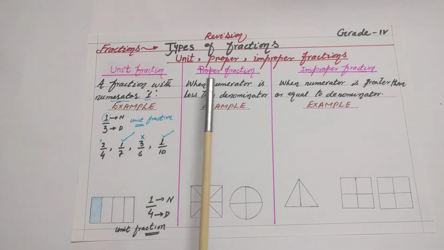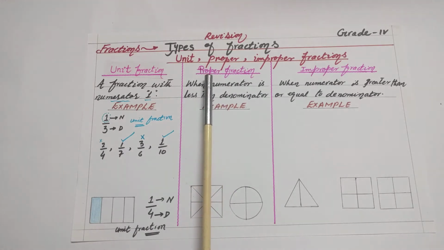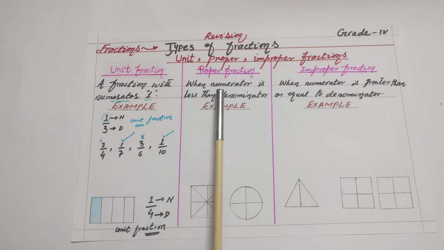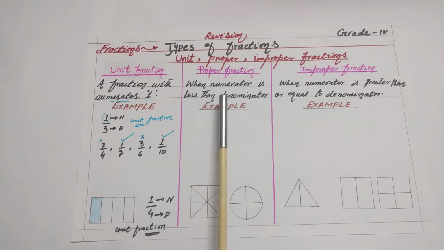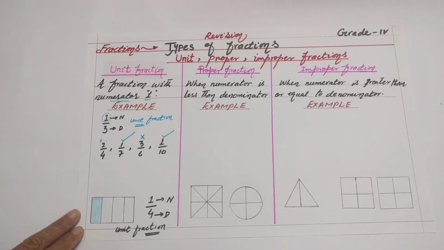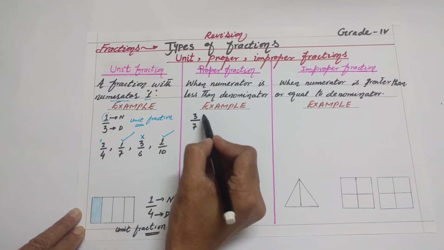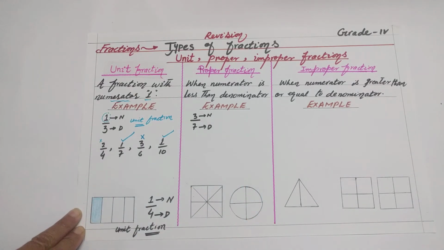Next is proper fraction. When the numerator is less than the denominator, then that fraction is called a proper fraction. Clear? Less than means smaller than the denominator. Now I will explain with the help of an example. If I write a fraction like 3 by 7, now 3 is the numerator and 7 is the denominator.